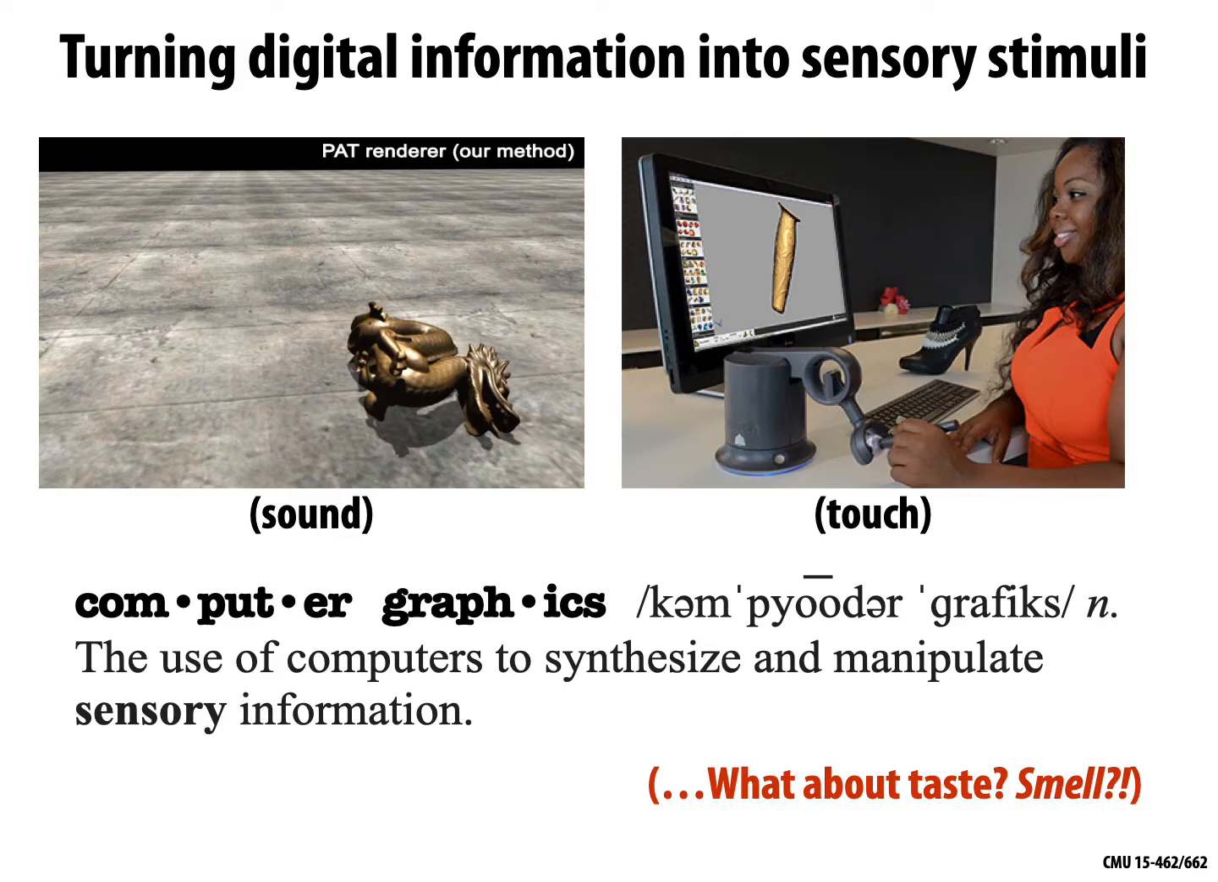There are other disciplines, let's say computer vision, that look at the inverse problem. I have stimuli in the real world, and I want to consume them. I want to interpret them and convert them into digital information. So in that sense, you might think of computer graphics and computer vision as being kind of inverses of each other. And the interplay of those two disciplines actually is very important.